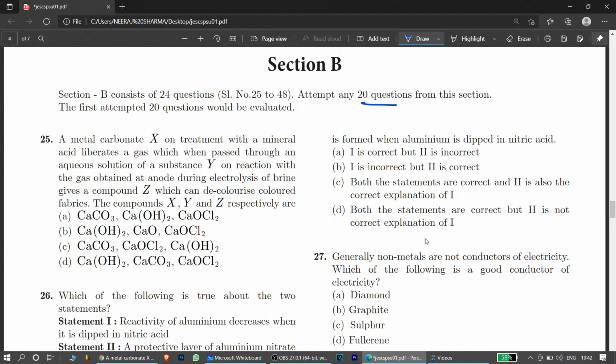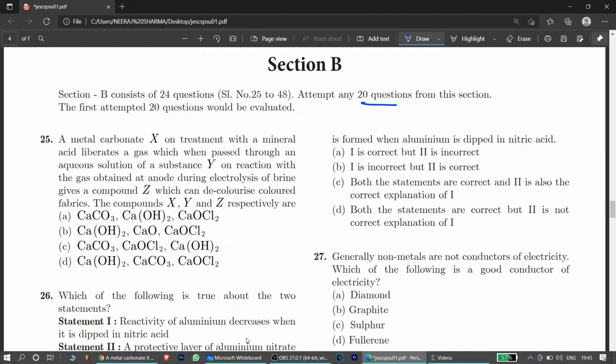So section B is going to have 24 questions in total, out of which you only have to attempt 20 questions. These questions are extremely important as section B is going to have assertion reasoning questions as well. Alright, and mind you, these questions are given by CBSE and hence are very important. There are high chances that you will get these questions in your exam. So please watch this video very carefully.